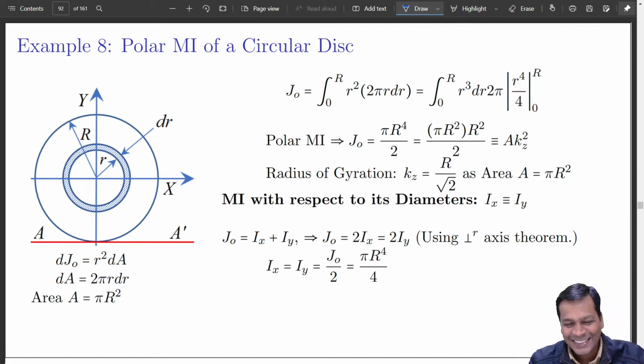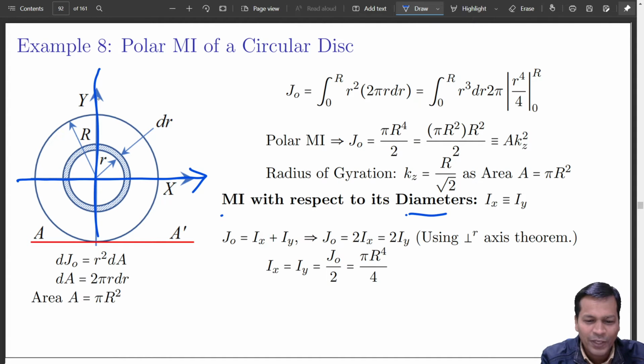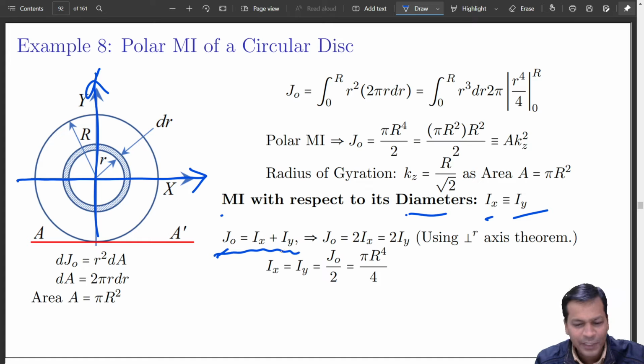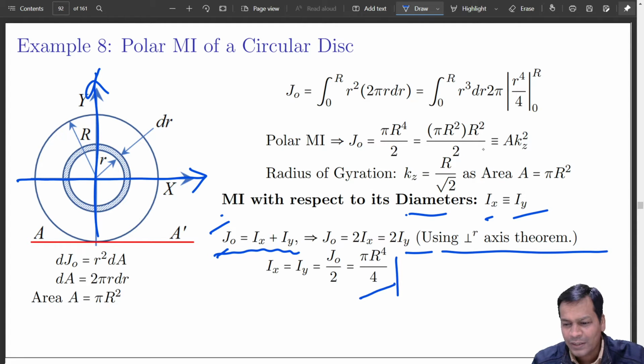Now with respect to its diameters, by symmetry Ix should be equal to Iy, is it not? So both are equivalent. So J0, by using the perpendicular axis theorem we have just seen, Ix plus Iy should give you J0. So that is equal to pi R to the power 4 by 4. So it is this divided by 2, J0 by 2.